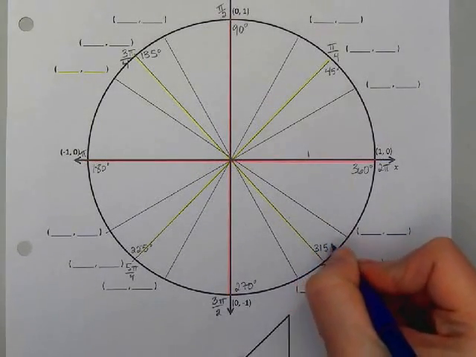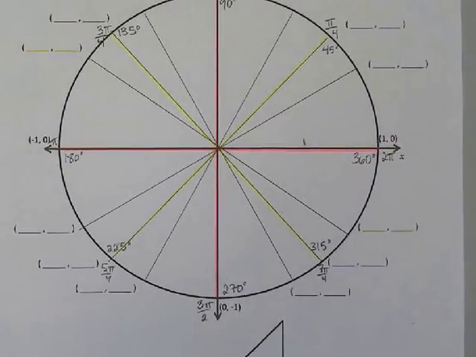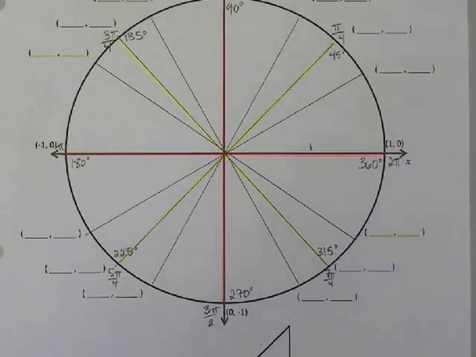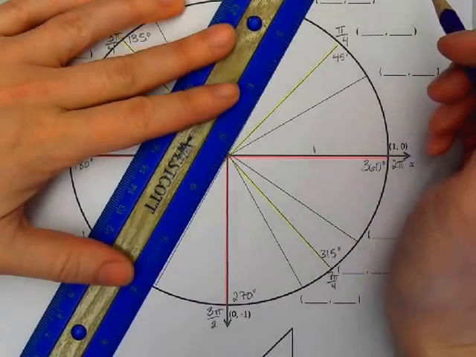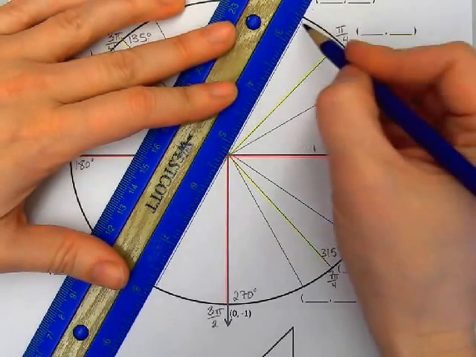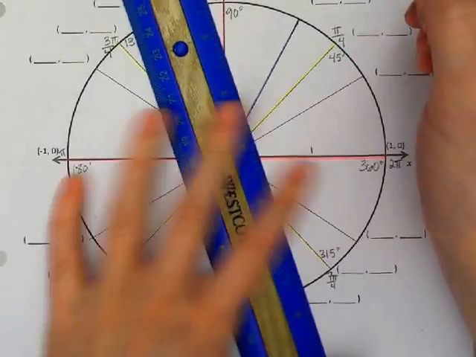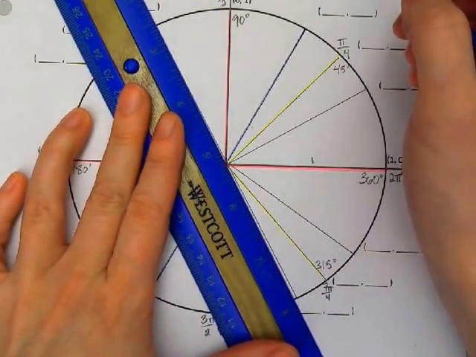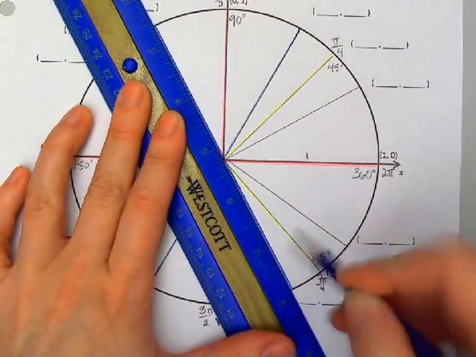So if I just look at my blue lines here, that cut the top of my circle into how many equal parts? 3. So 1, 2, 3. So my radian measure here is going to be 1/3 pi, or pi over 3. So we've got 1 pi over 3, 2 pi over 3.